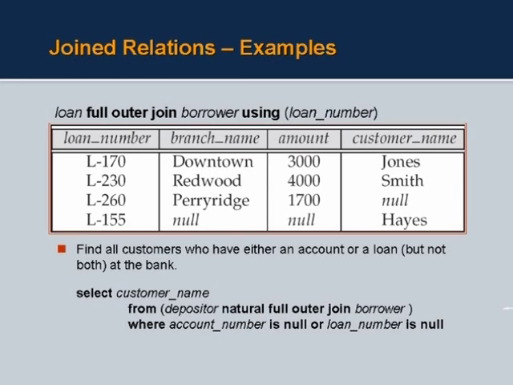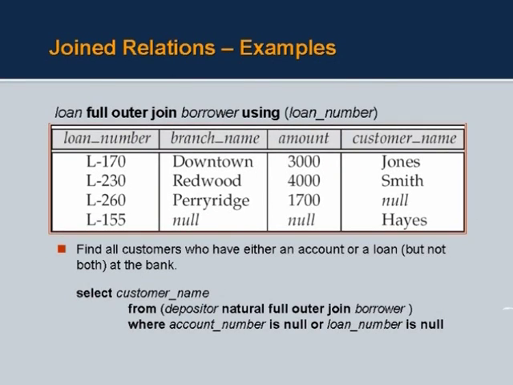This query illustrates actually two different things. First, let me describe the outer join part of it. This query says loan full outer join borrower using loan number. So first of all, full outer join means that tuples from both the relations are preserved. Using lists a set of columns which should be equated, not preserved, beg your pardon. Using lists a set of columns which should be equated. So in this case, we're saying equate only loan number.